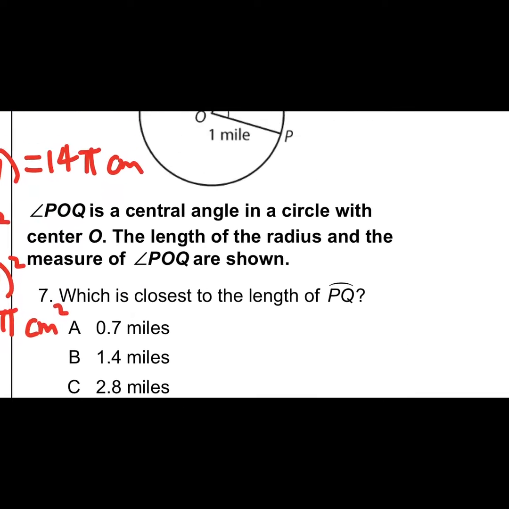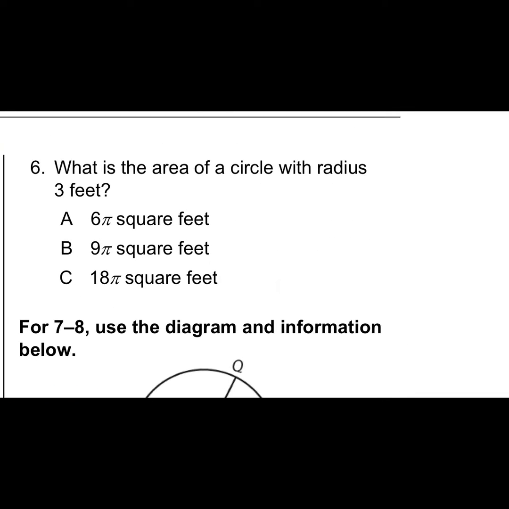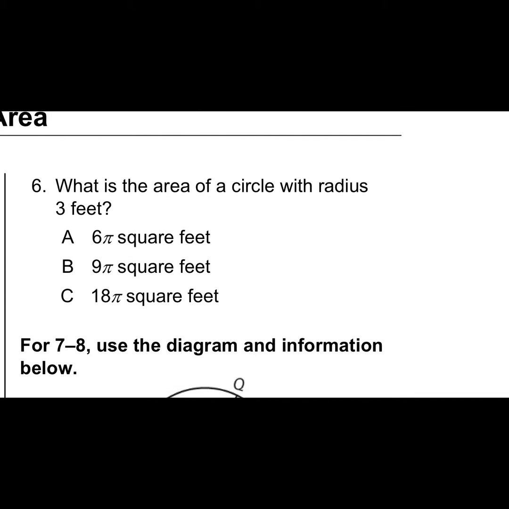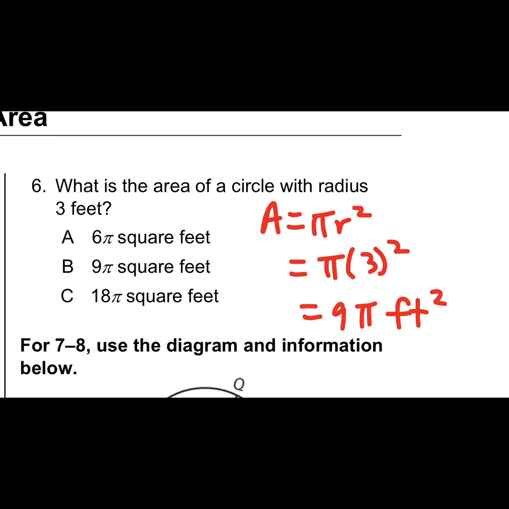Number 6, what is the area of a circle with a radius of 3? So once again, area formula is pi r squared, and it is pi times 3 squared, which is 9 pi, and then the unit is square feet for the area, and that is answer choice B.